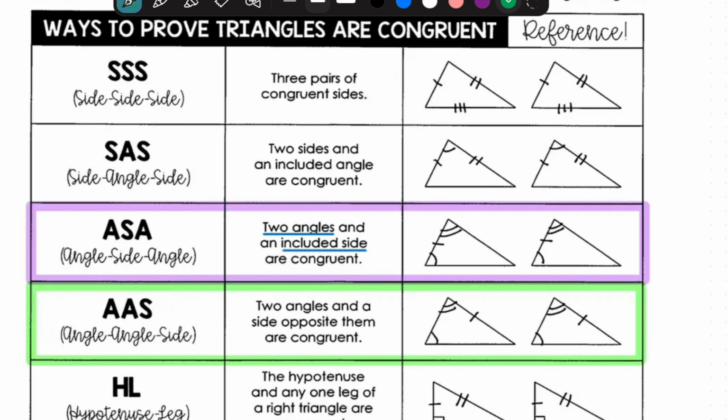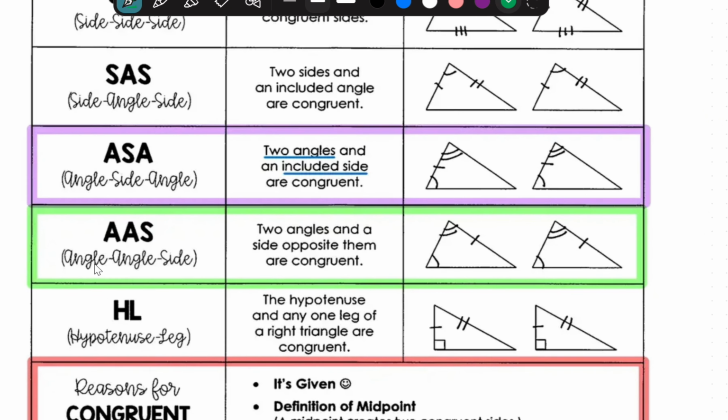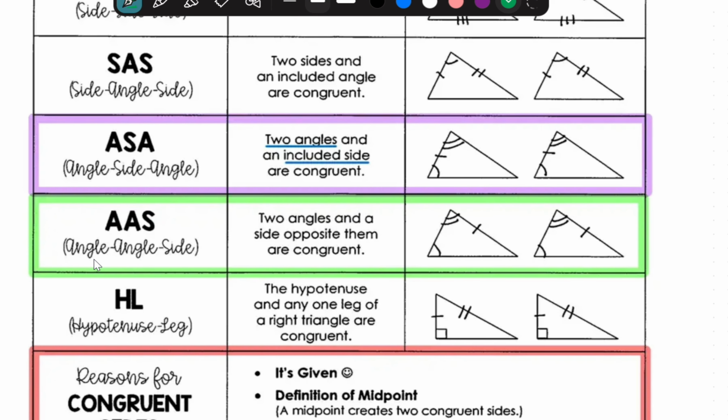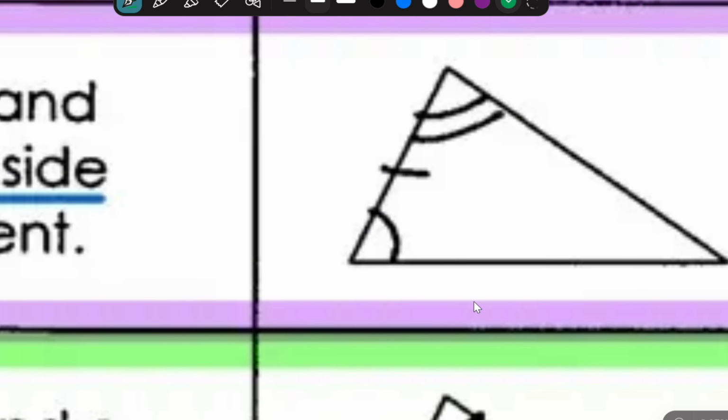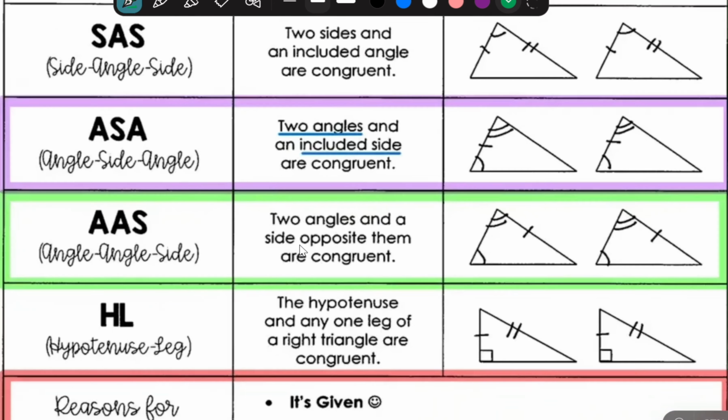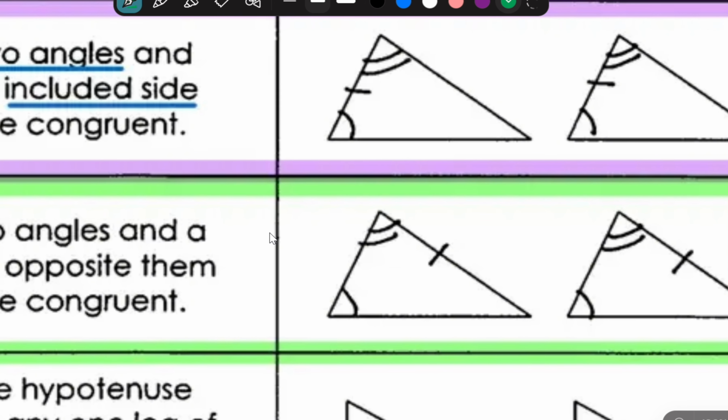So we can see if we have side, side, side, they're congruent. Side, angle, side is congruent. Angle, side, angle: 2 angles and an included side. As you can see, it goes angle, side, angle. They have to be in that order. You also have angle, angle, side.